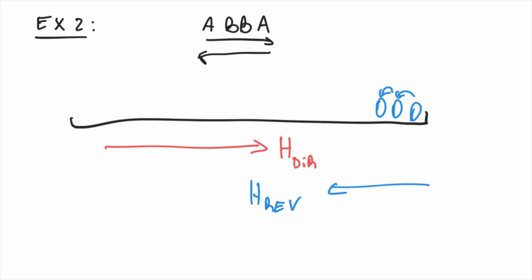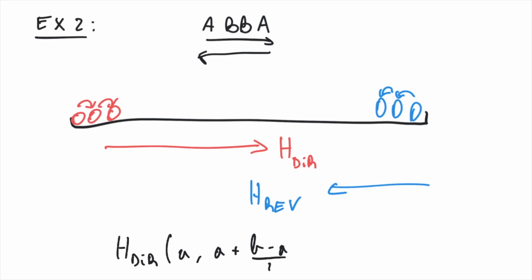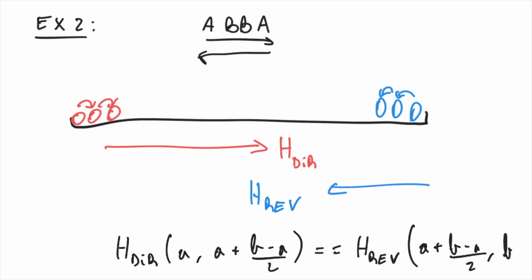Whereas originally we were starting at the beginning and adding characters in this direction. Now, if you want to check that a substring, let's say from A to B, is a palindrome, you need to check that the hash H in the direct sense from A to the middle, which is A plus (B minus A) over 2, is the same as H in the reverse direction from the middle of the string, A plus (B minus A) over 2, up to B.